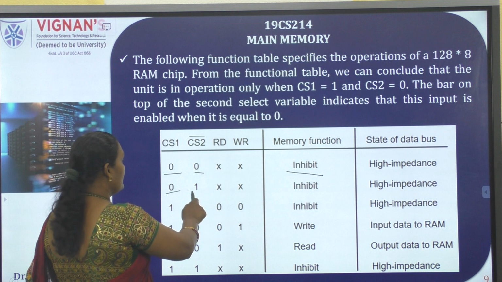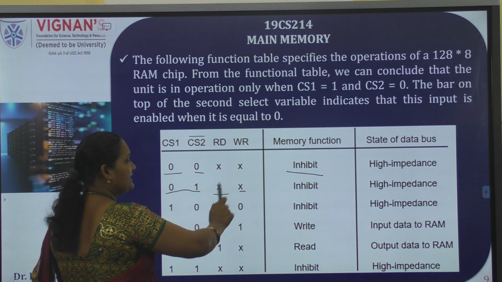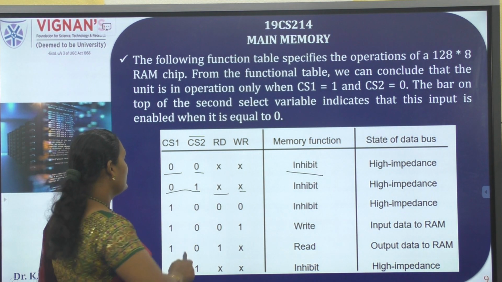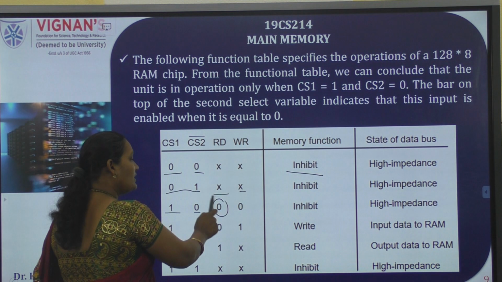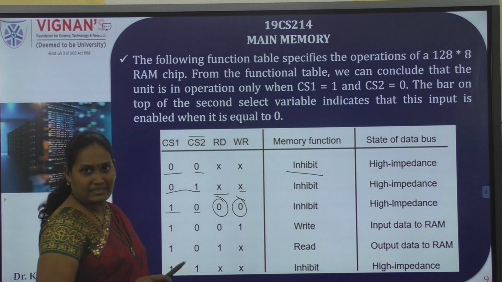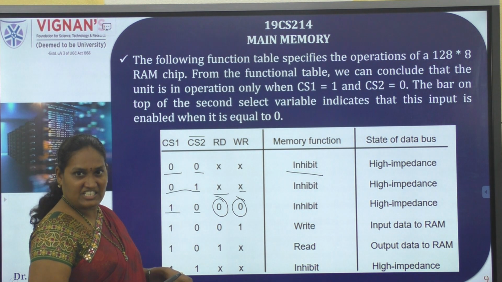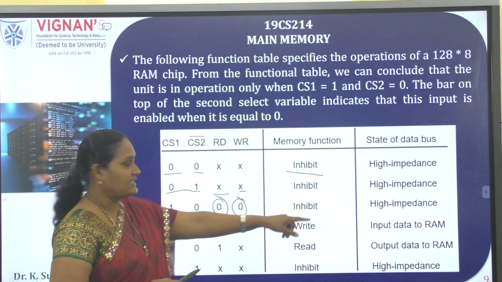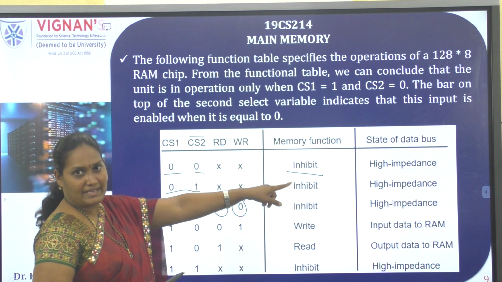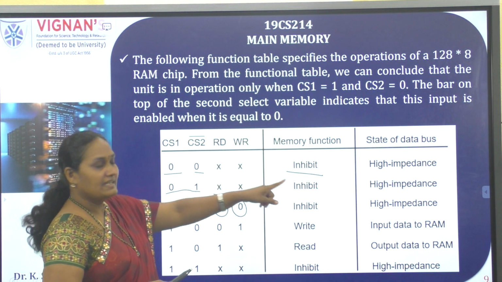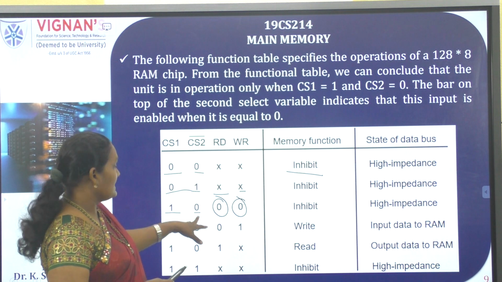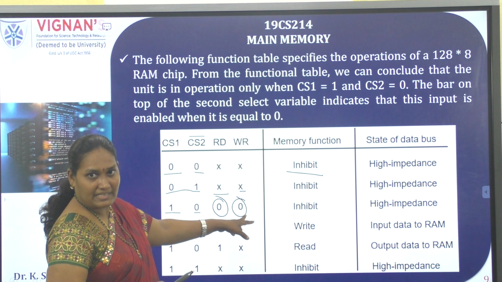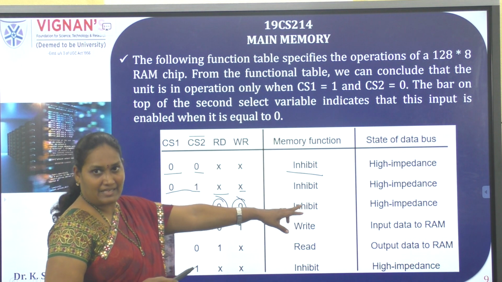Now in case of 0 and 1 also, whatever the read and write controls are, it is inhibited. That is high impedance state. Now if it is 1, 0, and there is no read control and no write control, that is, the operations are not initiated, then it is also in high impedance state. If it is 0, 0, it is in high impedance state. If it is 0, 1, it is in high impedance state. If it is 1, 0, but read and write are 0, 0, that is, these two are not enabled, in this case also it is in high impedance state.